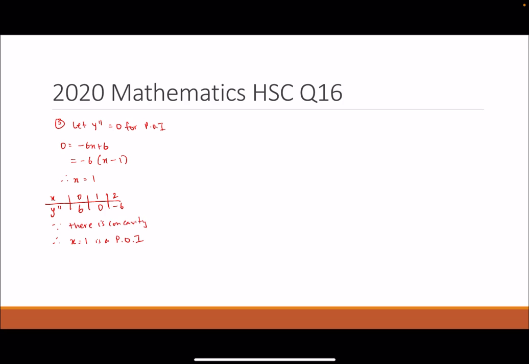We also have to find the corresponding y value for this point of inflection. So we're going to substitute it into our original equation, which would give us 1. Okay, so therefore, the point (1, 1) is a point of inflection.